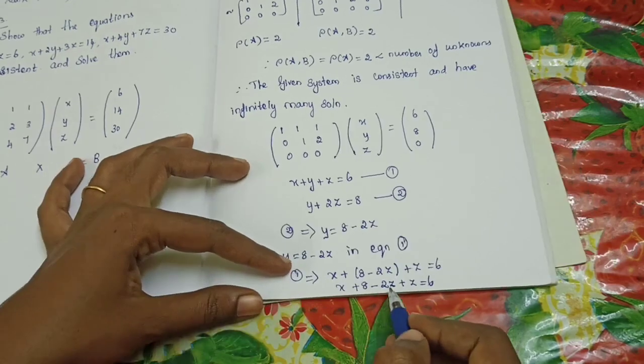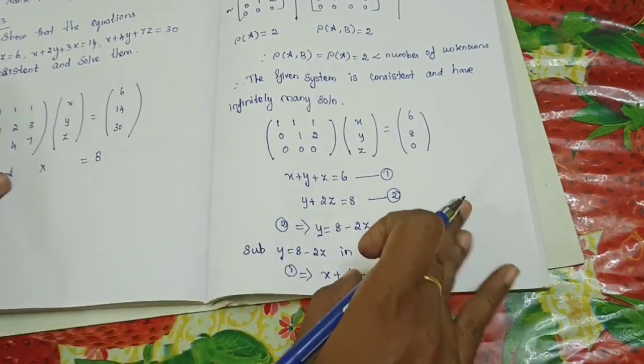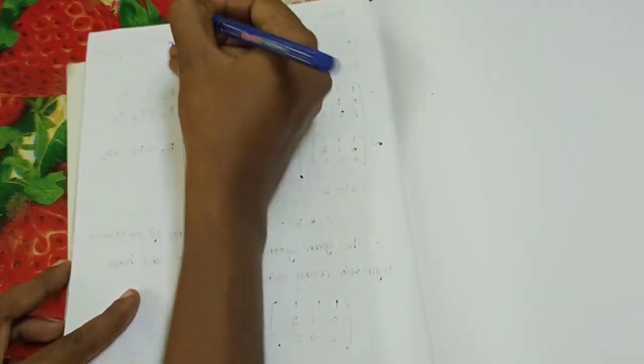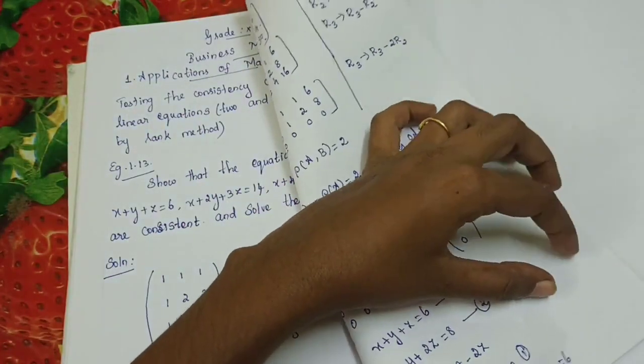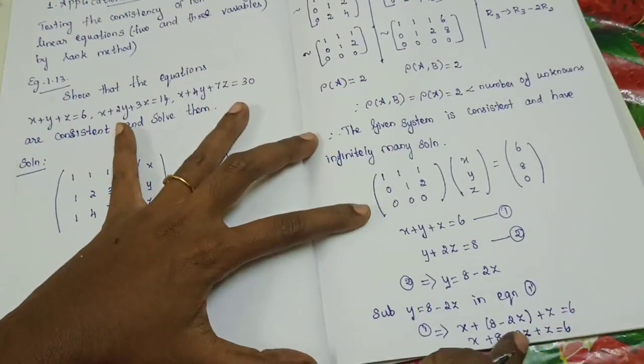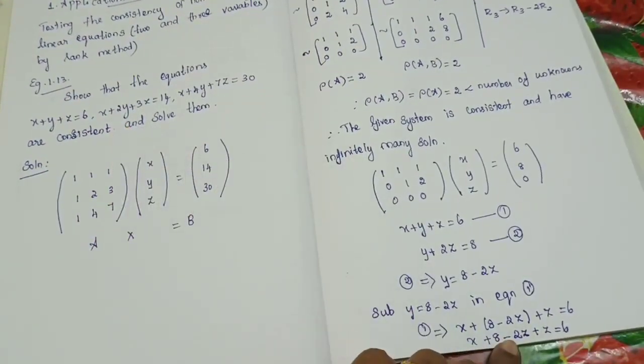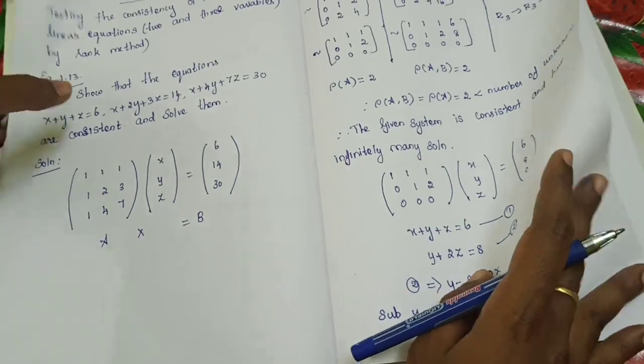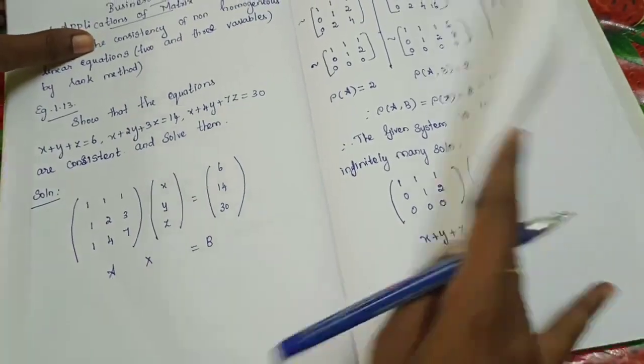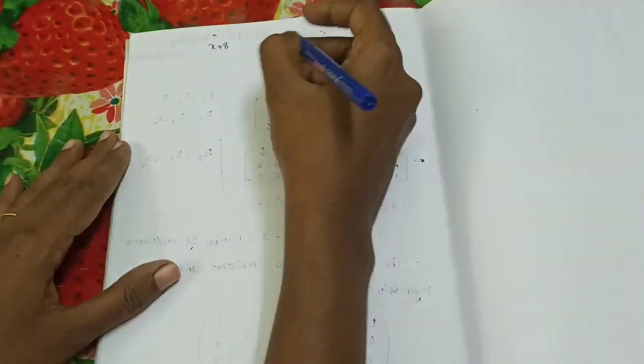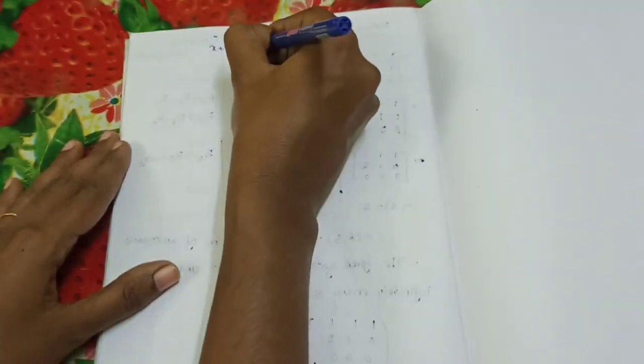Okay. So here like terms you can add. That is x plus 8. Listen here. x plus 8. Then here what's there? Minus 2z plus z. Is it right? So what will happen? Minus z you will get. Is it right? Minus z is equal to 6. Correct?